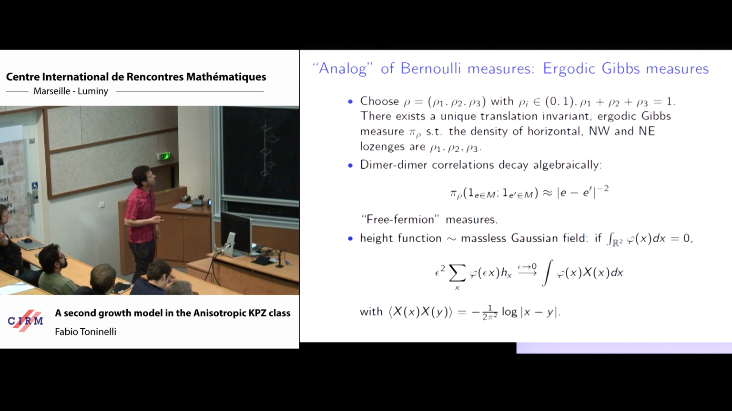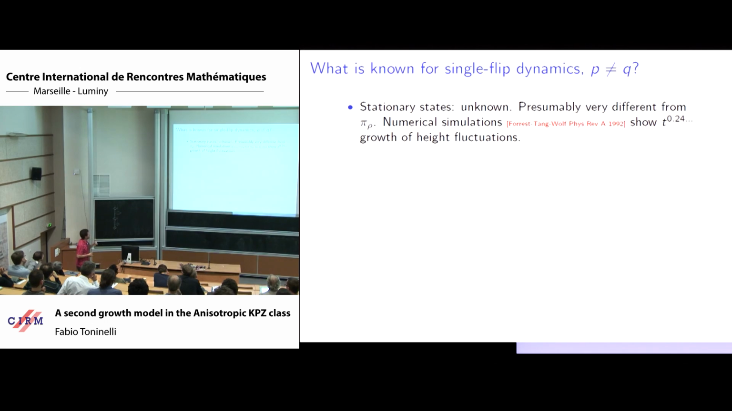Okay, so what is known about this spin flip dynamics? I'm focused on P different from Q. I'm looking at the growth model, not at the reversible process. So in a sense, not too much. The stationary states are not known. Presumably, you can imagine for every slope there will be a stationary state with that slope, probably. But these presumably are very different from this Gibbs measure with slope ρ.